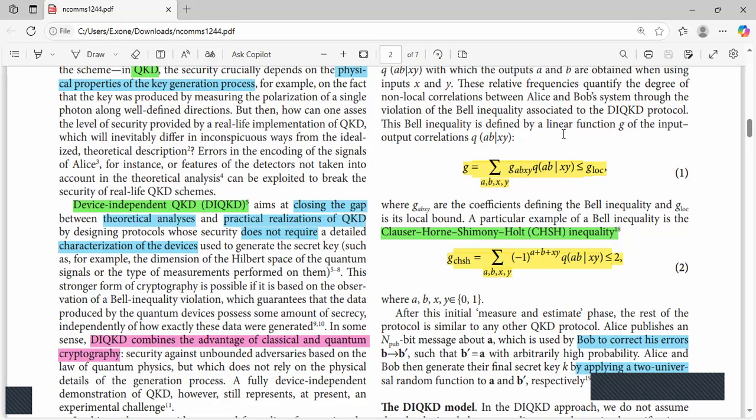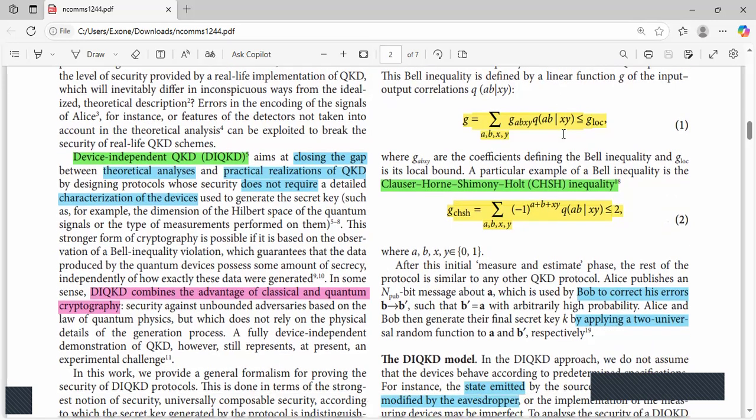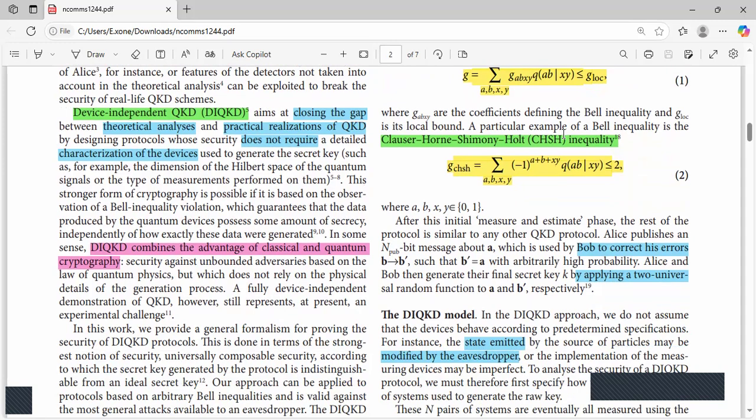So it does not depend upon which kind of state we are using in the device-independent QKD protocol. So device-independent QKD combines the advantages of both classical and quantum cryptography. The security of the protocol depends solely on the key, the secret key that we intend to distribute between Alice and Bob or any two parties, and it also has the quantum advantage: the security is also based on the quantum correlations, and they are guaranteed by the laws of quantum mechanics.